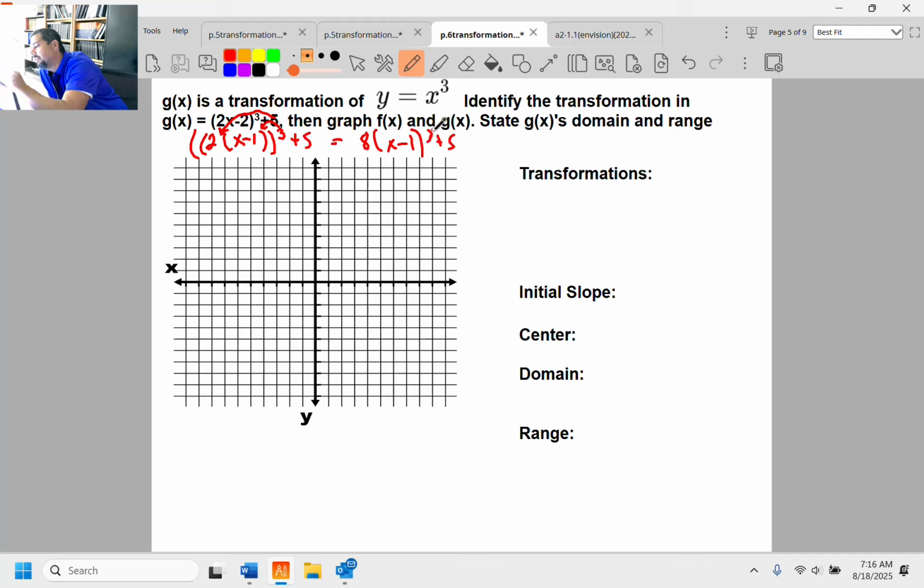And now we're in the right form. The center is at 1, 5. Change, keep. Let's graph Mama first. I can tell I'm in a hurry. But the center is right 1, rise 5.